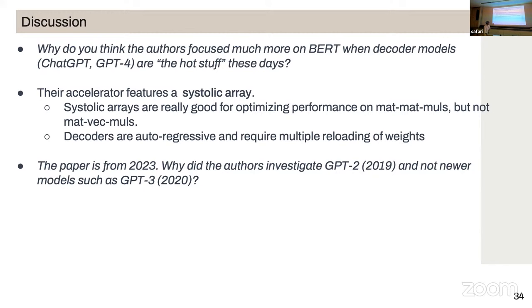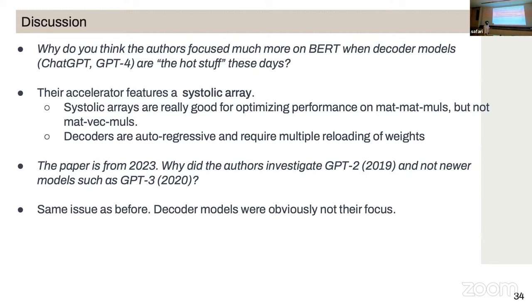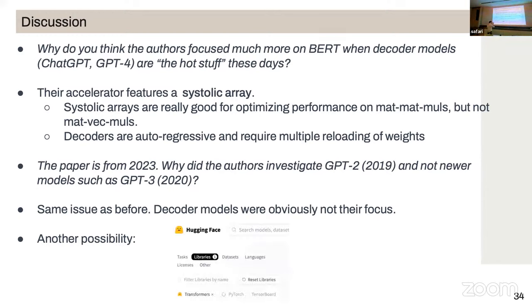And alluding to what you said before, it's another spin on the question, but you're absolutely right. Decoder models were obviously not their focus because they have a systolic array. But another possibility is, and I have a screenshot from Hugging Face because I tried to see, can I get a GPT-3 architecture out of the box? And I couldn't. But you can get BERT base, BERT large, and GPT-2 directly off of Hugging Face, which means experiments are really, really easy. One very interesting insight I would make to this is, you probably require a very different piece of hardware for doing decoder inference.